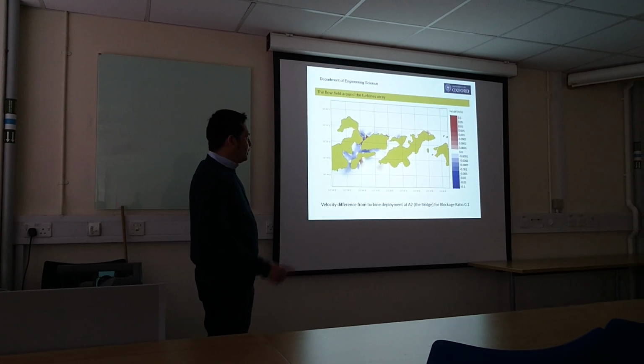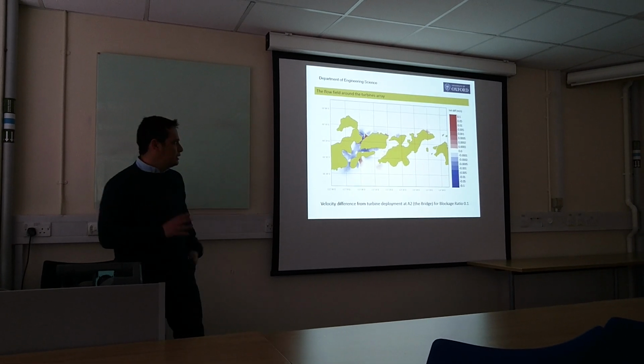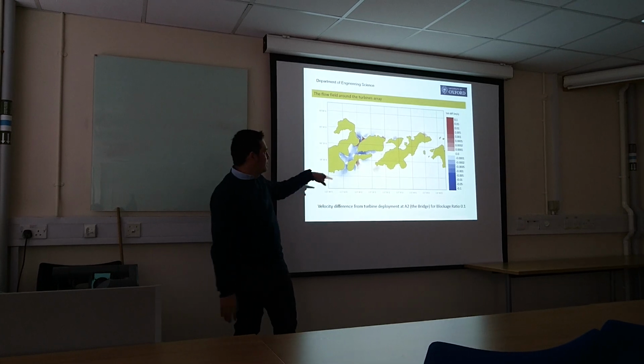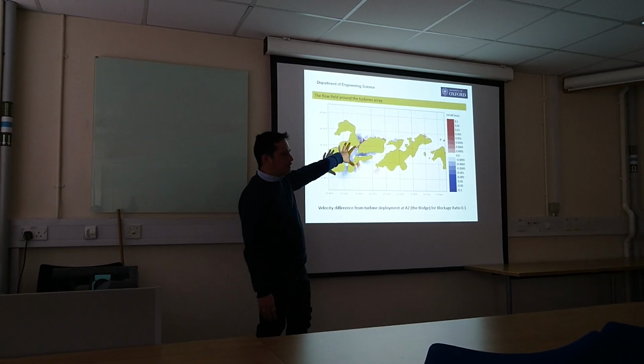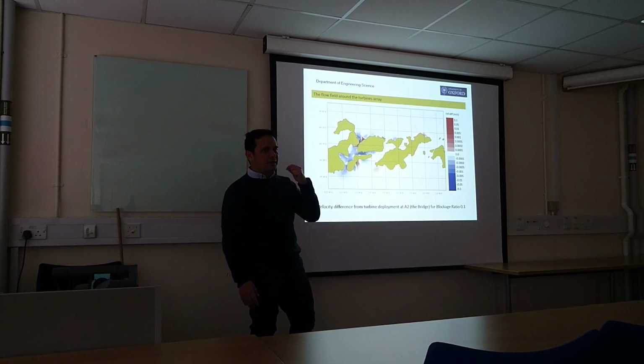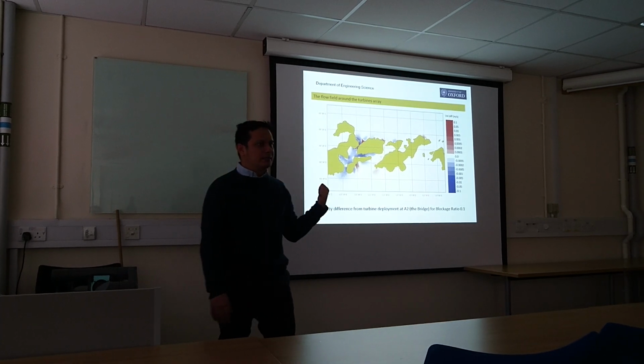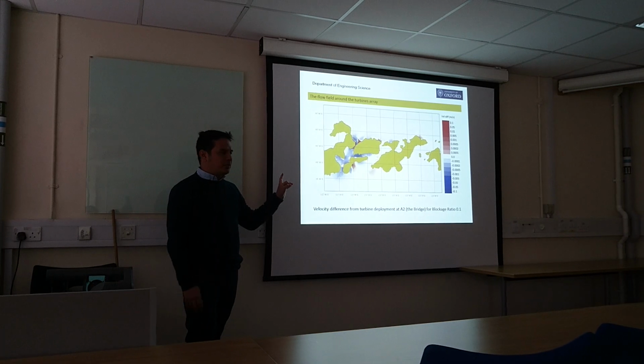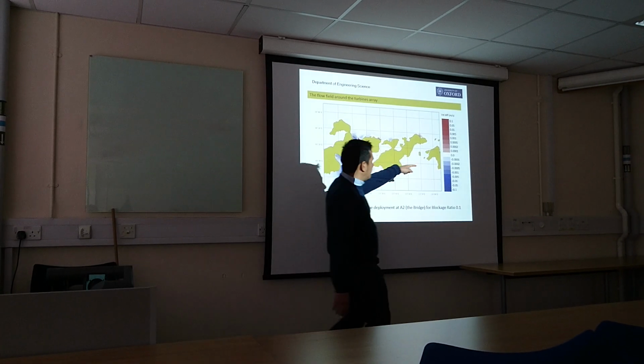So this is for the low blockage ratio. This is the velocity difference. This plot is for each case. I calculate the average velocity before the turbine is implemented in this area, and after the turbine is implemented, for 0.1 blockage ratio. As you can see, this is the scale.